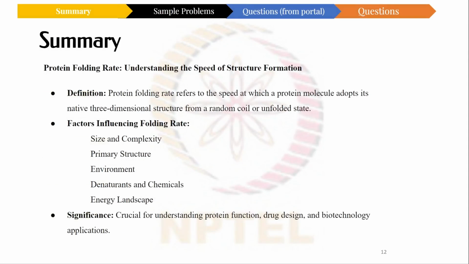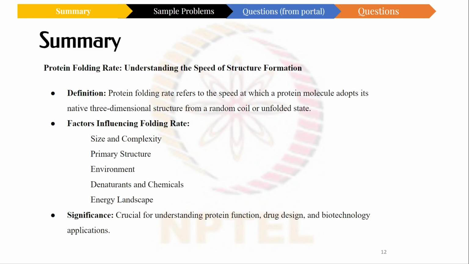Moving forward, I'm talking about protein folding rate. Protein folding rate refers to the speed at which a protein molecule adopts a native three-dimensional structure from a random coil or unfolded state. The process of protein folding involves intricate movements and interactions between different parts of the protein molecule, leading to the formation of a stable structure. Several factors influence the folding rate of a protein. Generally, the first one is size and complexity.